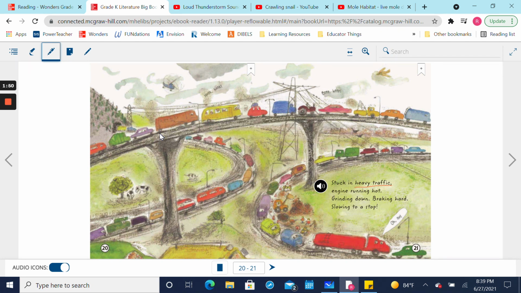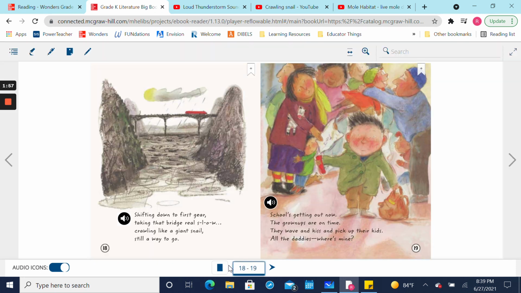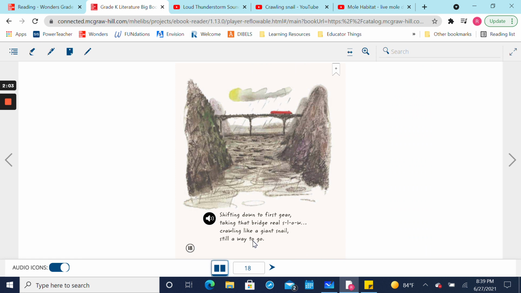Let's look at another example. Let's head to page 18. On page 18, it says, shifting down to first gear, taking that bridge real slow, crawling like a giant snail, still a way to go.